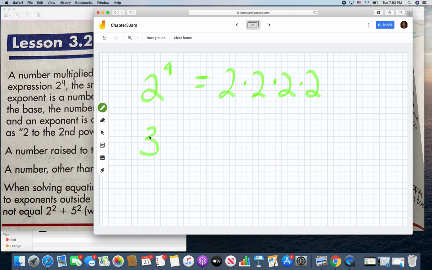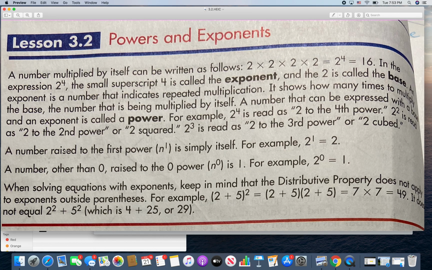If we wrote this, we say this is 3 to the 2nd power. If we had this, we could say this is 5 to the 3rd power, etc. So we have some definitions. This is the base. This is the exponent. We call this the power. So just like we did in the previous section, stop the video and read this. This will really help you. A number multiplied by itself can be written in this compact form, and there's language that goes with that. We have a base, we have an exponent, we have the power.